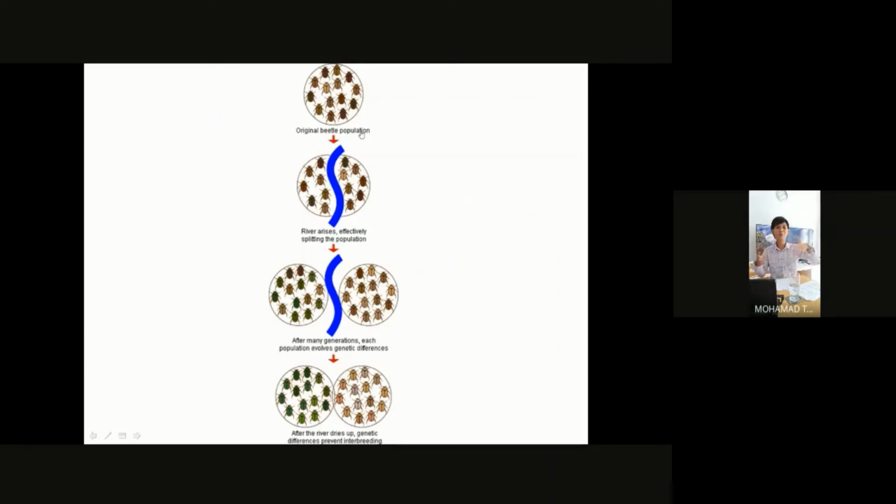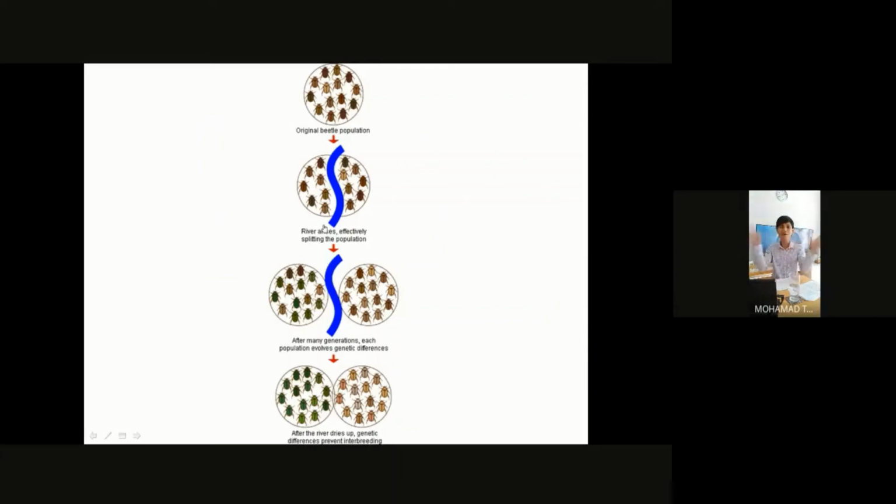Okay, it becomes warmer, so the snow begins to melt, and then dia akan turun and forming a river. Gitulah. Okay, so a geographical barrier is formed. Okay, can form from climate change. Okay, so katakanlah tiba-tiba ada sungai kat sini.